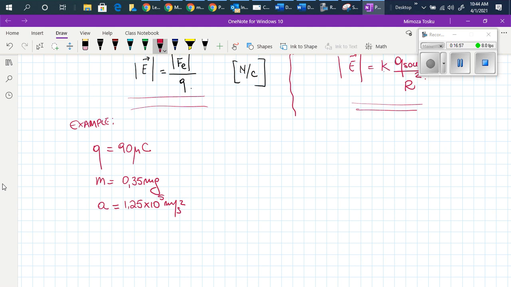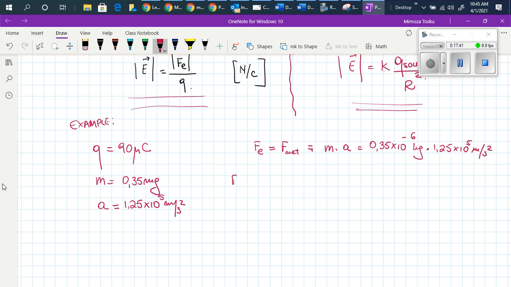We are assuming here that the acceleration is just as a result of the electric field, not any other forces that the object is experiencing. So based on the second law of Newton, the electric force, which in this case we are considering to be equal to the net force, is equal to mass times acceleration, or 0.35 times 10 to the power of negative 6 kilograms times 1.25 times 10 to the power of 5 meters per second squared.